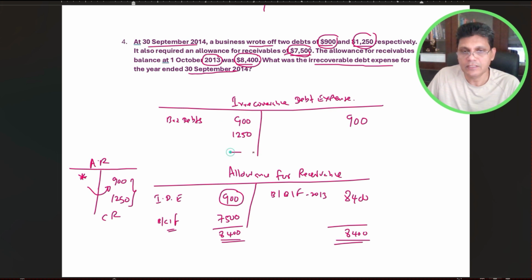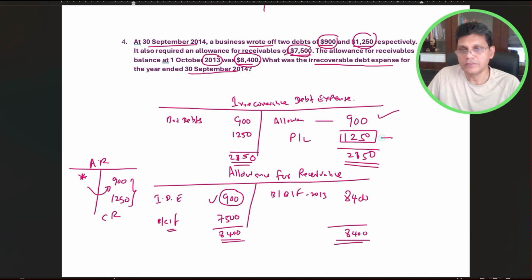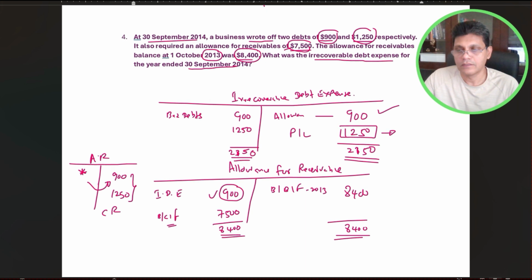Okay, so what was the irrecoverable debt expense for the year? When you balance this account, you will have the net amount to be charged to the profit and loss account. That will be how much? 2,150 here, and here 1,250. Okay, so this is the amount to be charged to the profit and loss account. So this is from the allowance account, which is this 900. Okay, so this is the correct answer for this question. Okay, now let's move on to the other question.